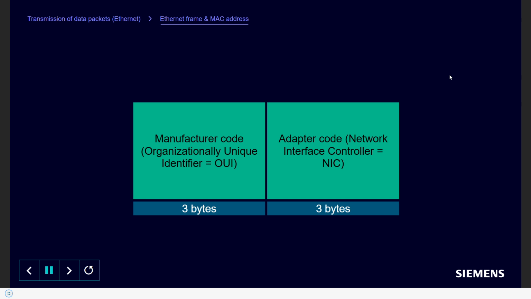The 6 bytes are divided into 2 blocks: the manufacturer code, Organizationally Unique Identifier OUI, and the adapter code, Network Interface Controller NIC. The manufacturer code is assigned to a manufacturer by the IEEE and comprises 24 bits or 3 bytes. The manufacturer, on the other hand, assigns a globally unique adapter code also comprised of 24 bits or 3 bytes, with which each individual manufactured adapter can be uniquely identified.